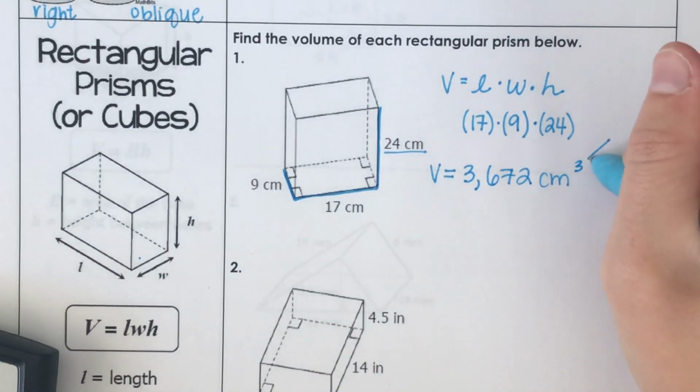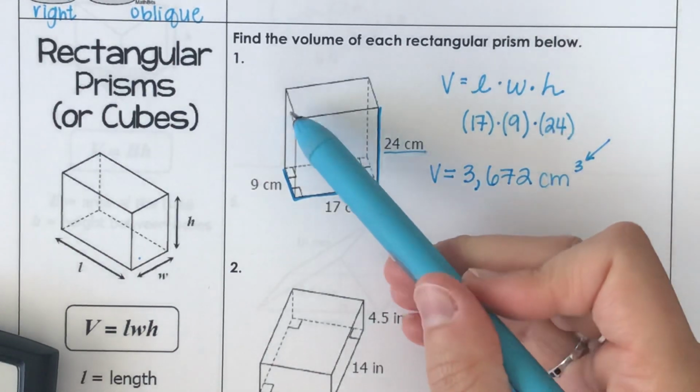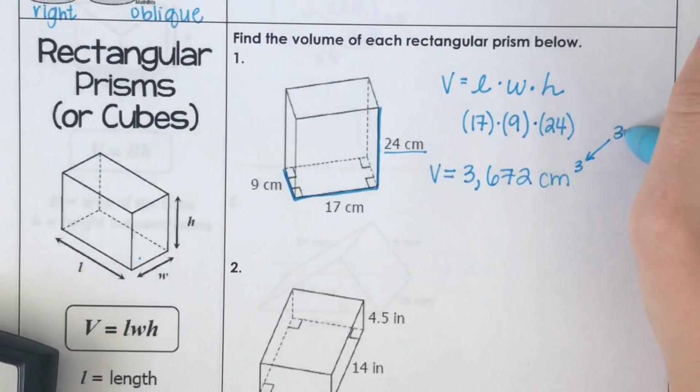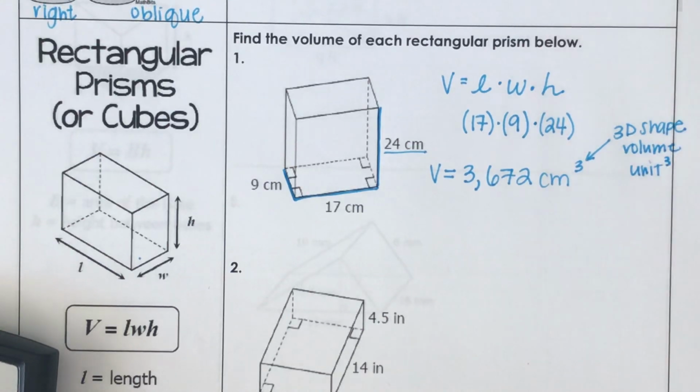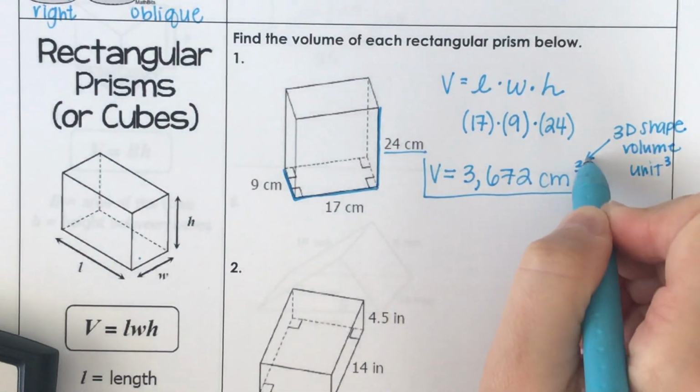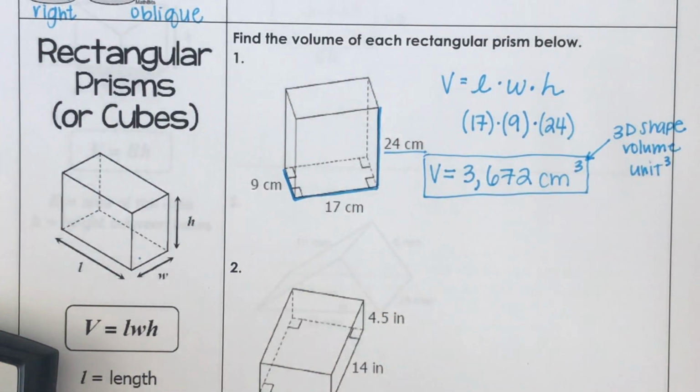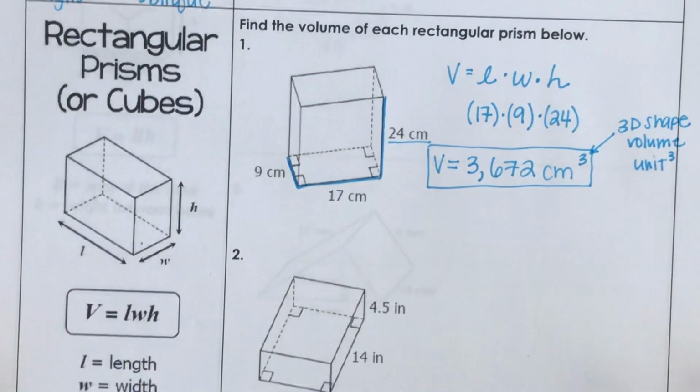Now, I label it as cubed because this is a 3D shape, right? And volume is always going to be in a unit cubed. Okay, so that's really important. So area is a unit squared. Volume is a unit cubed. Okay, easy enough. Let's try the next one.